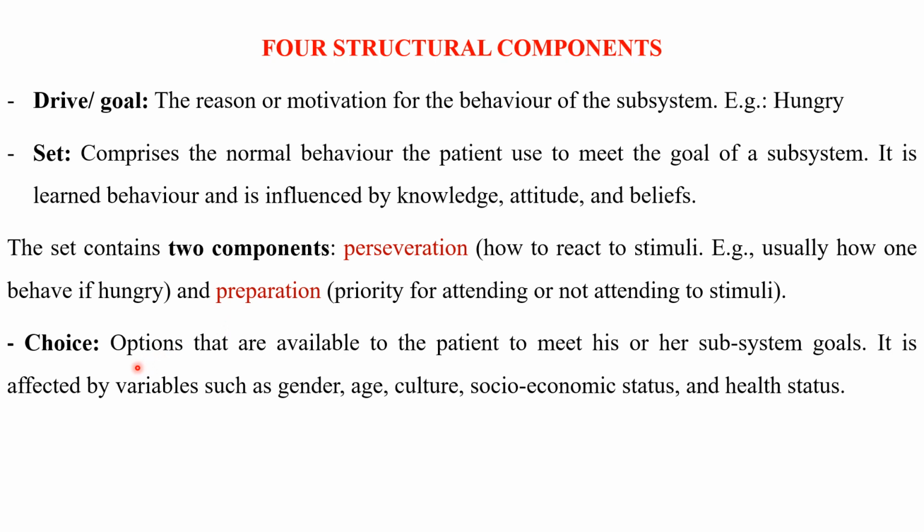Next is choice, the third structural component. Options that are available to the patient to meet his or her subsystem goals. It is affected by variables such as gender, age, culture, socio-economic status and health status. For example, somebody will be eating sitting at the table, somebody will be eating sitting on the floor. So it is based on the culture or it may be based on the health status. So choice is there for the person to meet the goal or to do the behavior.